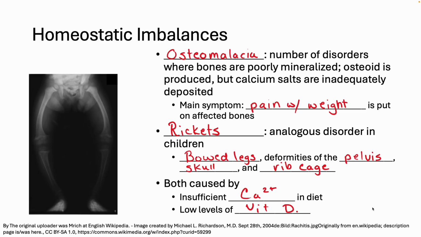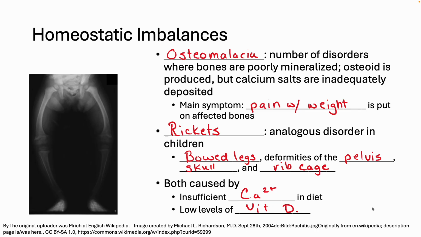Another homeostatic imbalance is osteomalacia. So this is when the bones get poorly mineralized. Generally, you have enough calcium in these cases, and, well, I'm thinking of rickets specifically, but you have low levels of vitamin D. The main symptom of osteomalacia is pain with weight bearing, but it can also cause other problems as well.